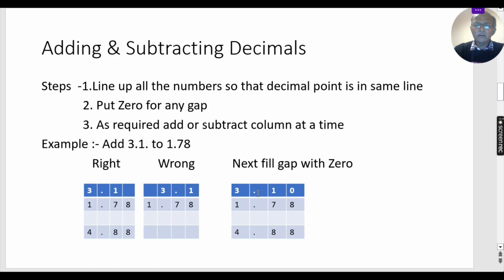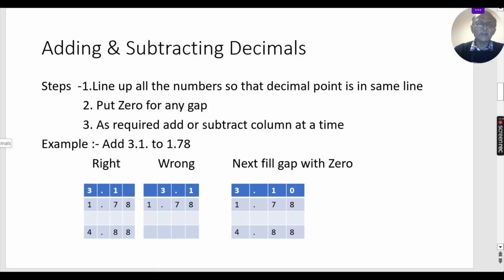I have written 3.1 and then a 0, and then the second number 1.78. Now we can add it column by column. 0 plus 8 is 8, 1 plus 7 is 8, and then 3 and 1 are 4. So answer is 4.88. So this is the correct way of adding or subtracting. If it is a subtraction, you subtract as usual. Okay, but remember, the decimal points should always be in the same line, and this will give you the correct placing of the decimal point in the answer also. Okay, so this was simple. I hope you know it.